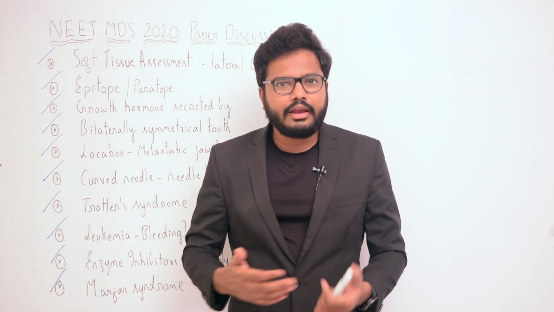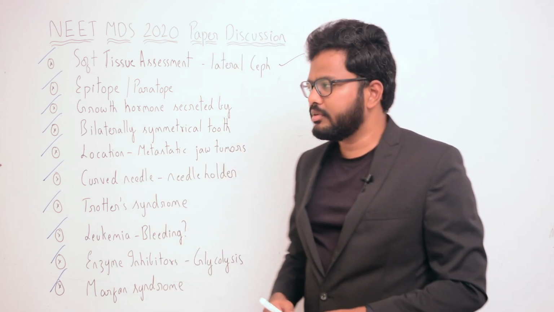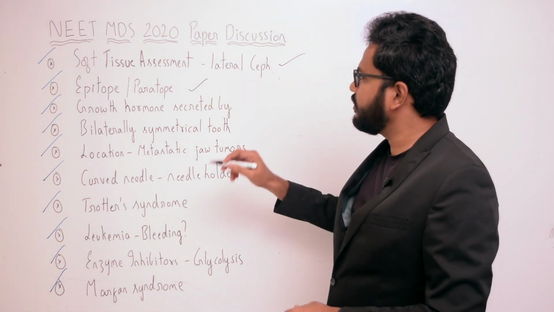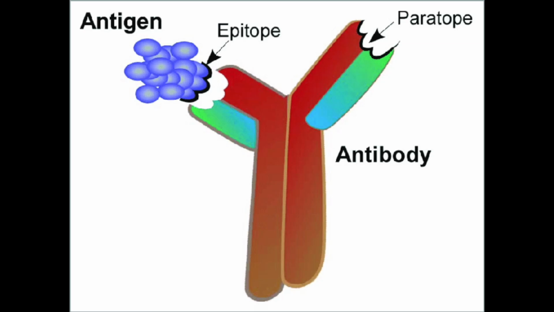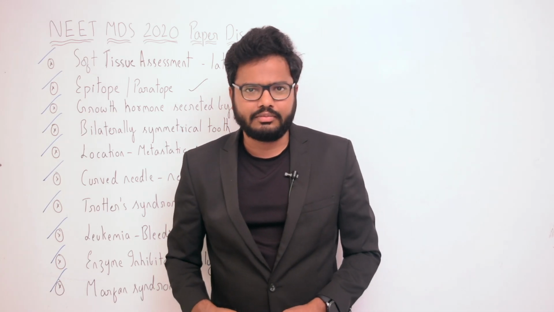If necessary, I'll update additional information in the description part of the video. So next question, I got these keywords epitope and paratope. As you can see in the image, you find both epitope and paratope. Epitope refers to a specific target against which an individual antibody binds, whereas a paratope, also called the antigen binding site, is a part of an antibody which recognizes and binds to an antigen, right?